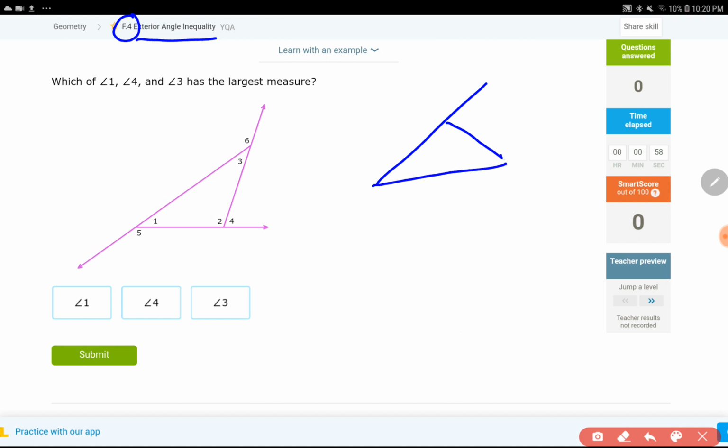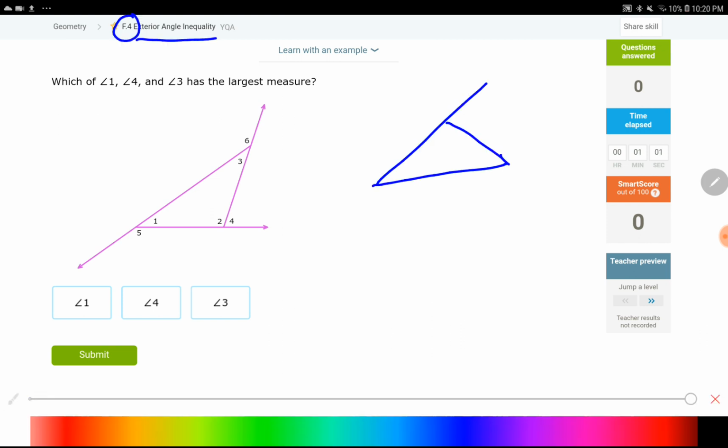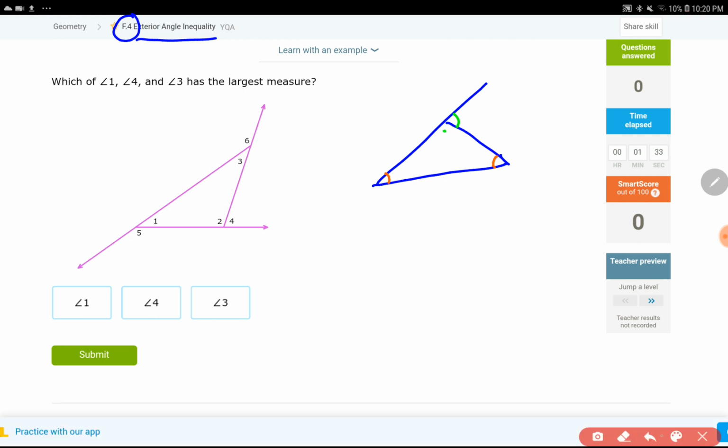What this theorem or inequality states: when you have a triangle with two interior angles, such as this right here and that one right here, the sum of these two angles, whatever their measures are, would be equal to the measure of the remote exterior angle. It is called remote because right next to this exterior angle, I have this over here, and neither one of those two angles is this interior angle.